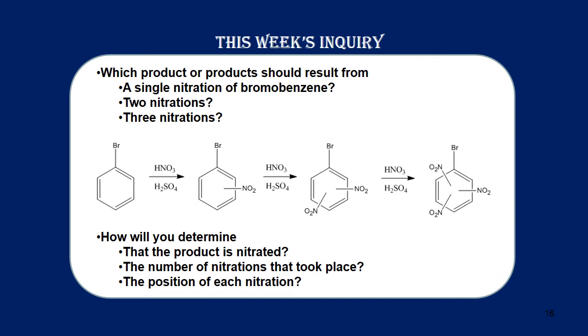Then we want to determine when a second nitration occurs. Where does that take place? And if a third nitration happens, where does that go? So we'll need to consider a few important questions here. First, how will we determine that we've nitrated the product at all? Second, how will we determine how many nitrations have taken place? And third, how will we determine the position of each nitration on the ring?